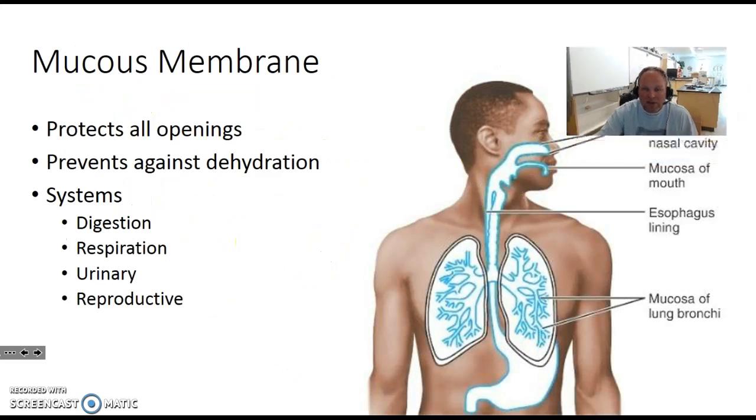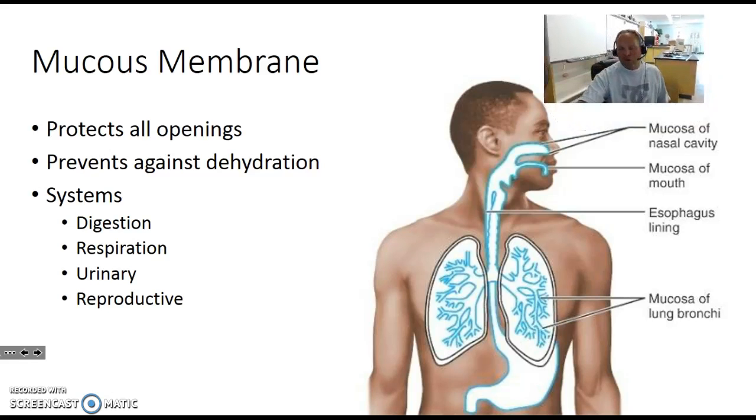Now let's go ahead and talk about the membranes found in the human body. Okay, there are four membranes found in the human body, and I wanted to start with one that I thought you'd be most comfortable with.